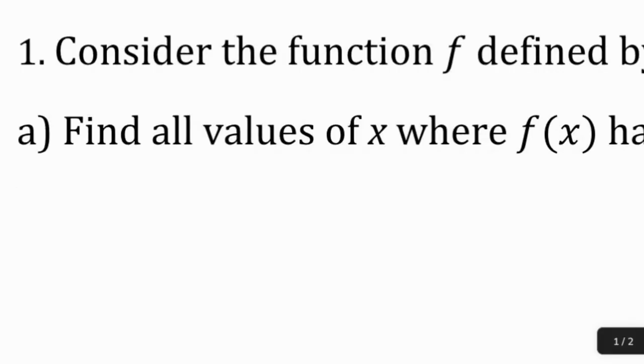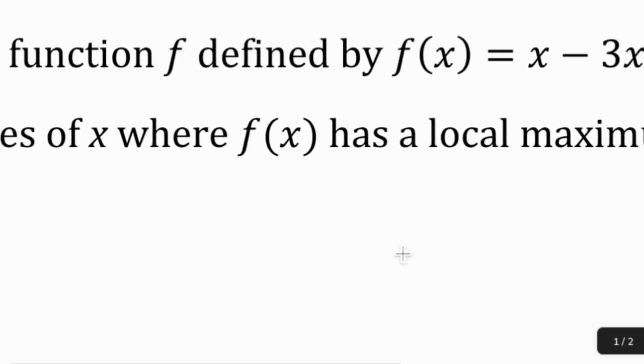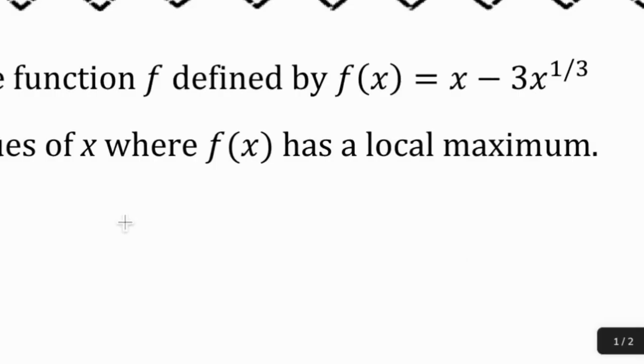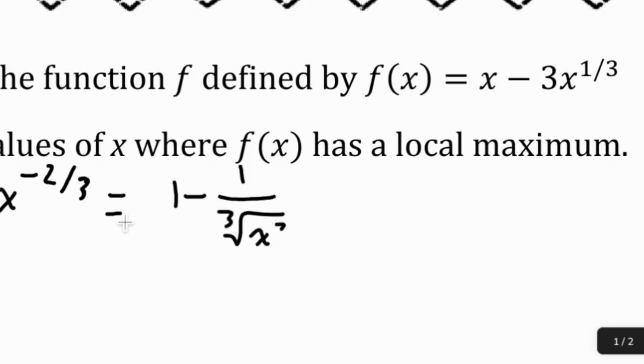So let's do that. We'll label this as f prime of x, which is equal to the derivative of x, which is 1, and then the derivative of 3x^(1/3) is just the power rule, so that's going to be x^(-2/3). And I'll rewrite this as 1 minus 1 over the cube root of x squared, and you'll see why in a second.